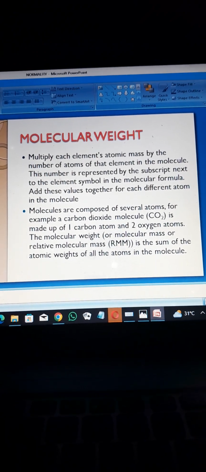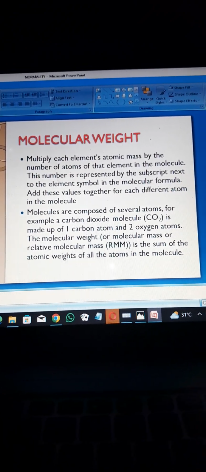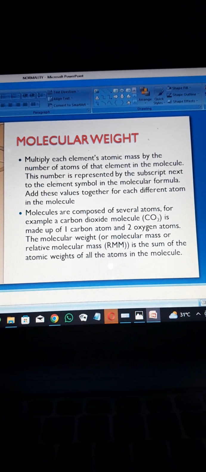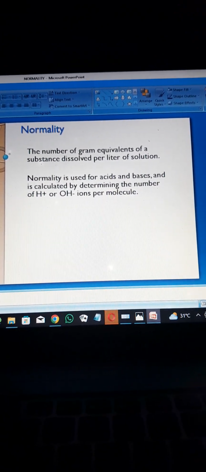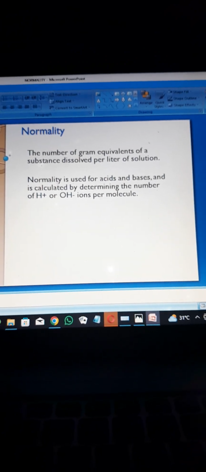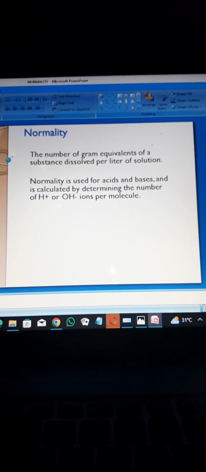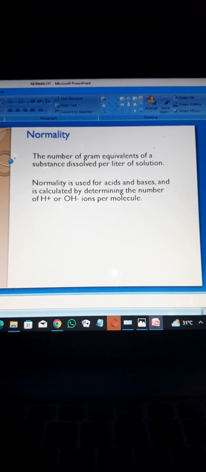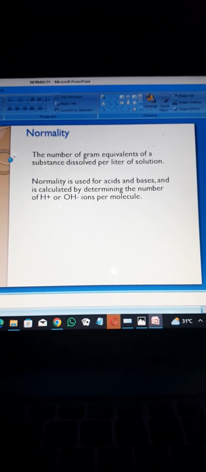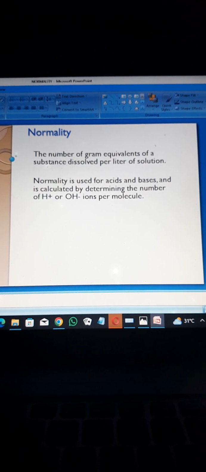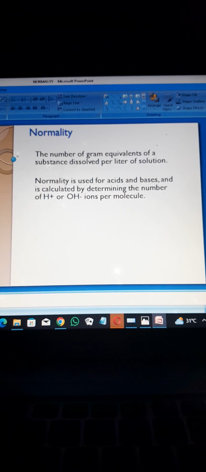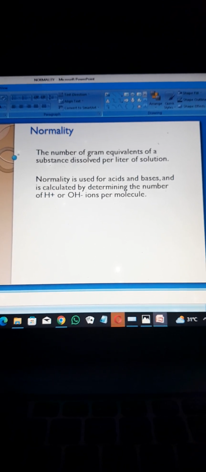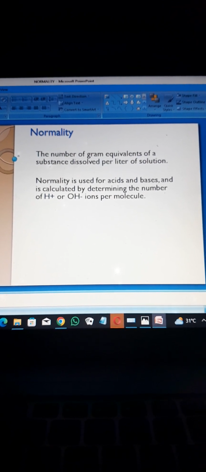The molecular weight, or molecular mass, or relative molecular mass (RMM), is the sum of the atomic weights of the atoms in the molecule. Then come to normality. First we have to know what normality is. Normality is the number of gram equivalents of a substance dissolved per liter of solution. Normality is used for acids and bases and is calculated by determining the number of H+ or OH- ions, hydrogen ions and hydroxide ions, per molecule.